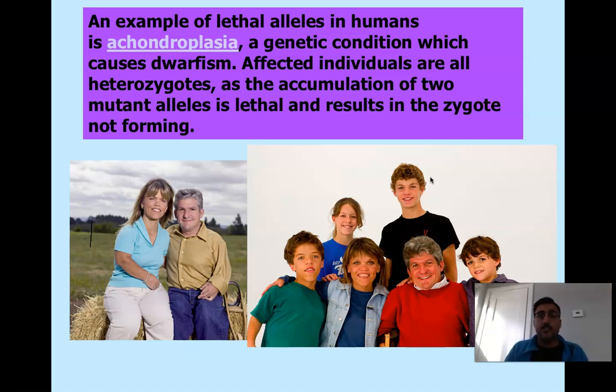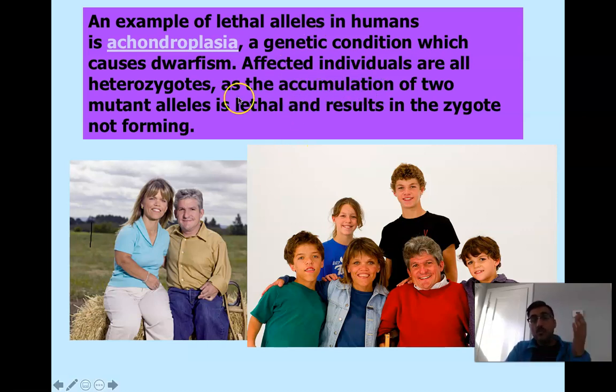Achondroplasia is a genetic condition which causes dwarfism. What happens is, if you are heterozygous for the dwarfism trait or allele, you will exhibit a phenotypically shorter stature and everything that comes along with dwarfism. But if you had two alleles, so if you had both alleles for dwarfism, you would die. And so that's what we're trying to say here.